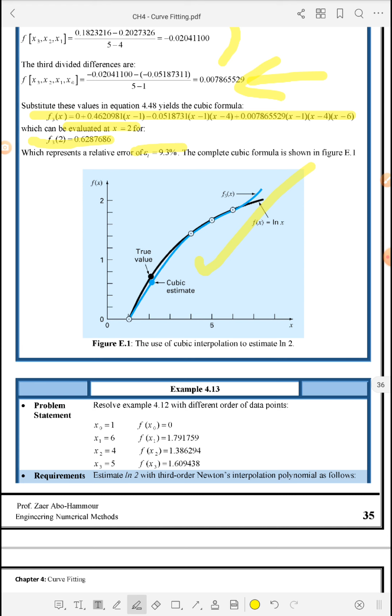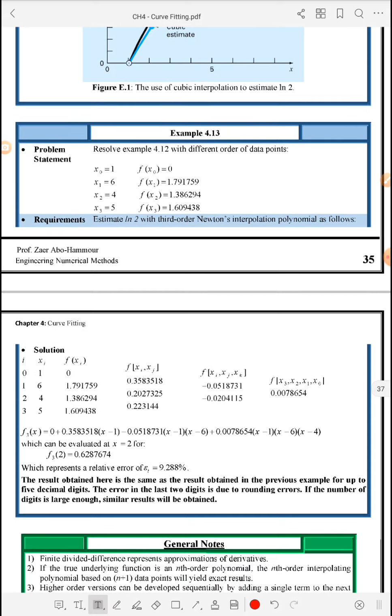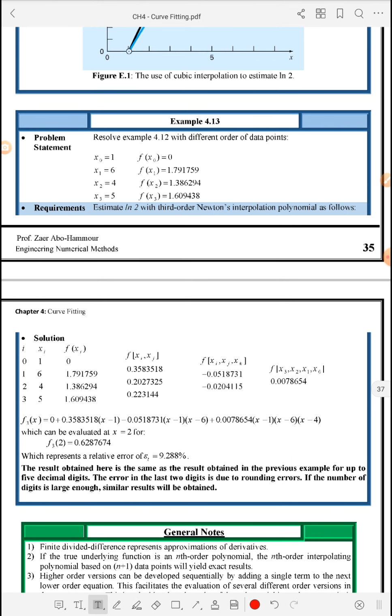So in the next example, we will use again the same data points. This is example 4.13. We will solve the same example, the previous one, but we will change the order of the data points. Okay, so don't forget that when we change the order of data points, we change them as pairs, as I mentioned previously.